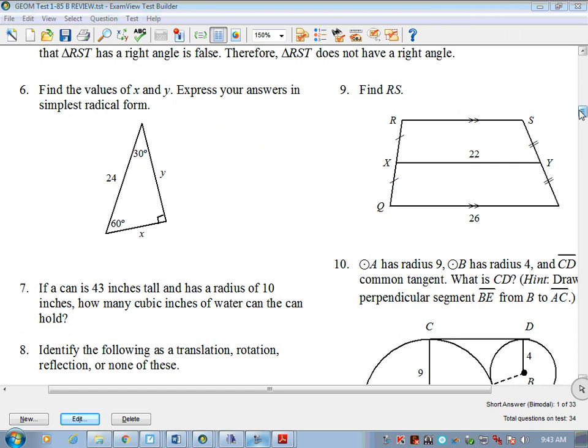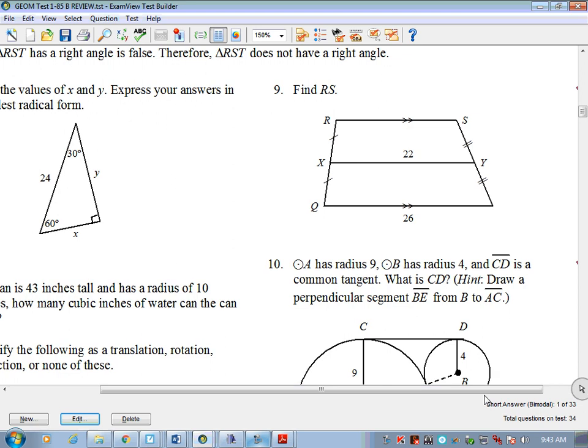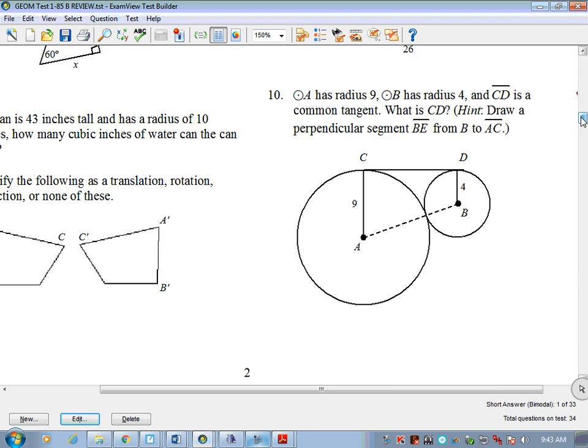All right, number 10. Circle A has a radius of 9. B has a radius of 4. CD is a common tangent. Hint, draw a perpendicular line. Okay, so we know that this line is 9. We know that this line is 4, which means I've got a line here of 13. They tell me to draw a perpendicular line there, giving me a right triangle, because what we want to do is we want to find CD.